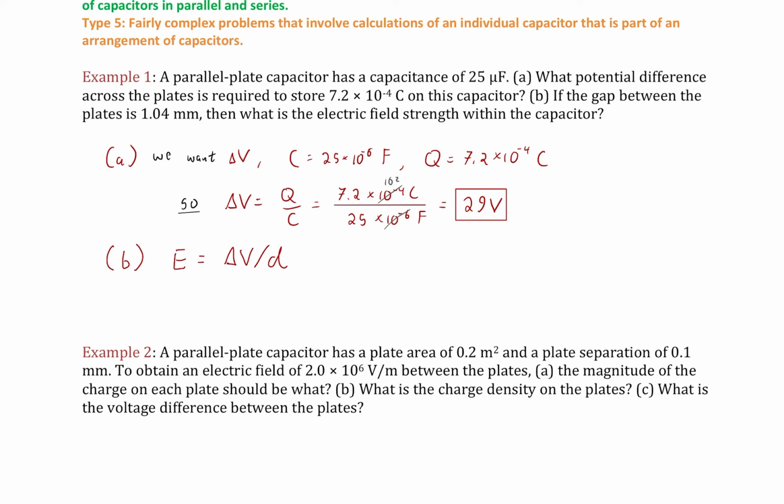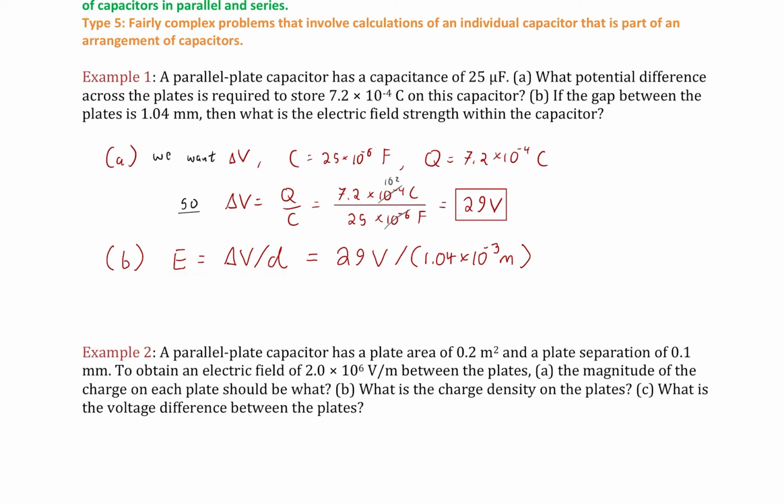Then in part B, if the gap between the plates is 1.04 millimeters, what is the electric field strength within the capacitor? Well, now that I know the voltage, I can use this extra information of the gap distance to find the electric field, because the electric field, after all, is just volts per meter. That's because the electric field is uniform, right? It doesn't get stronger when you get closer to one plate. That's a fundamental assumption here that never varies with capacitors. The electric field is always uniform inside the capacitor.